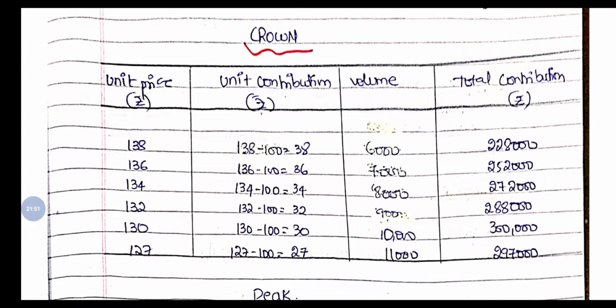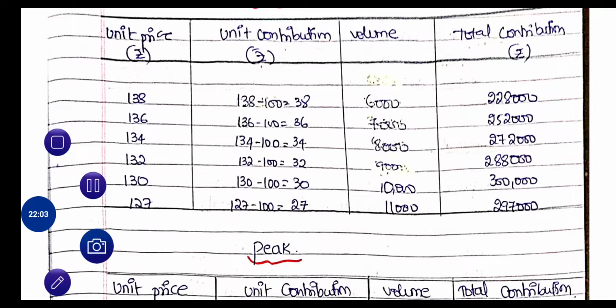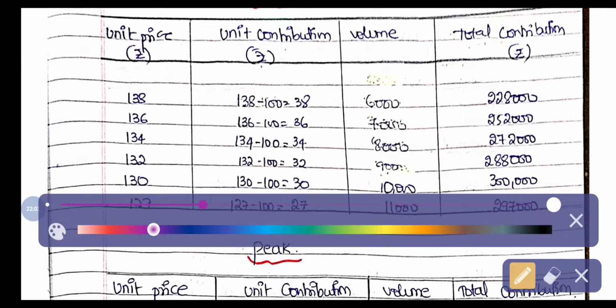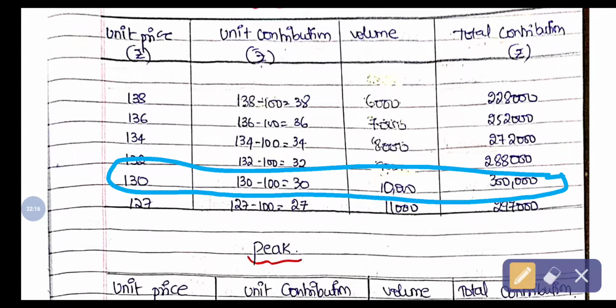So in the case of Crown, see here in the contribution which one is the highest. If we compare all others, the highest is 3 lakh. So 3 lakh at rupees 30, at the volume of 10,000, they are getting 3 lakh rupees of profit. So in case of Crown, at rupees 30, at volume 10,000, they are getting the profit of 3 lakh.